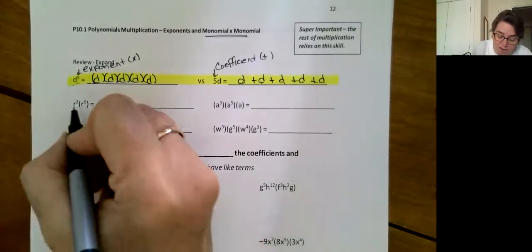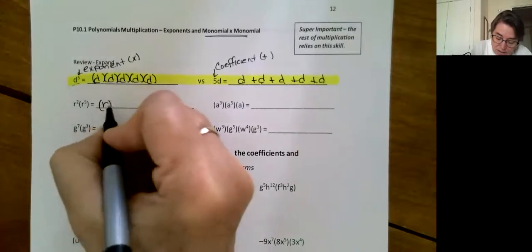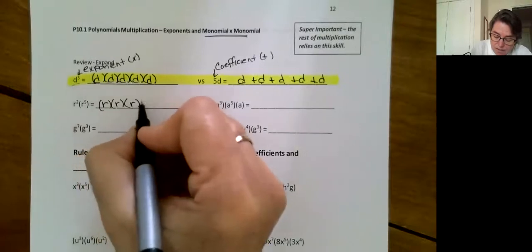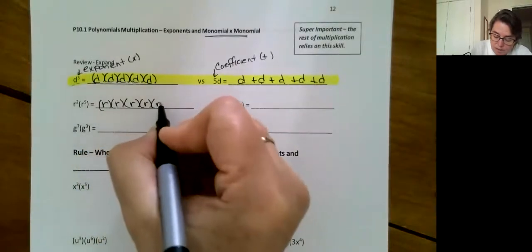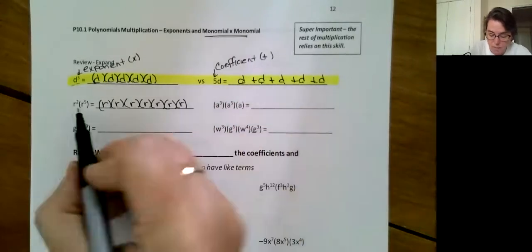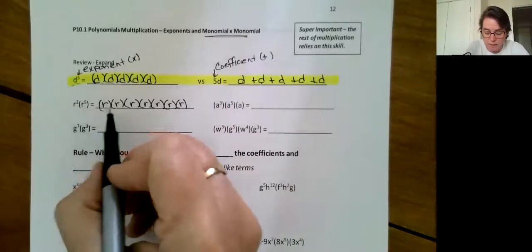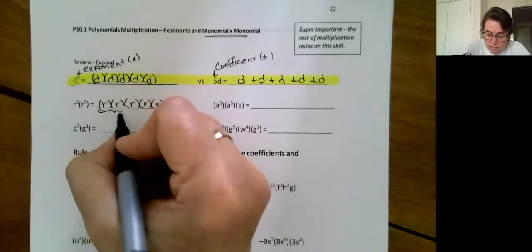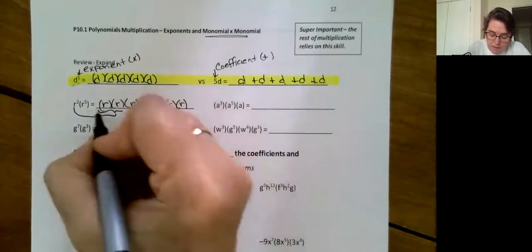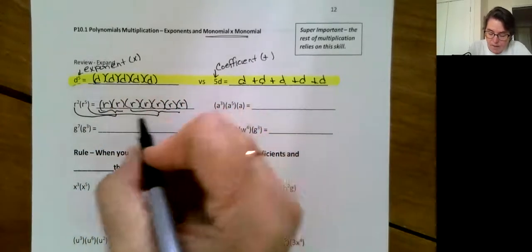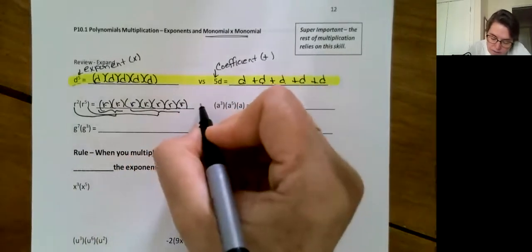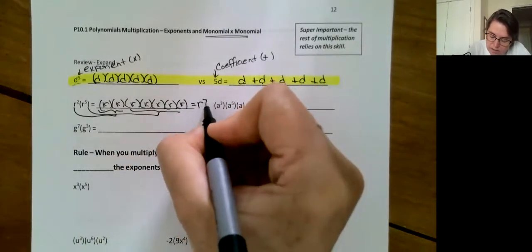Well, r squared means r times r, and r to the fifth, 1, 2, 3, 4, 5. You know that much because you know what these mean. Exponents mean multiply. So here's the first part that goes with there, and here's the last part. So that gives you 1, 2, 3, 4, 5, 6, 7. And that's equal to r to the 7.